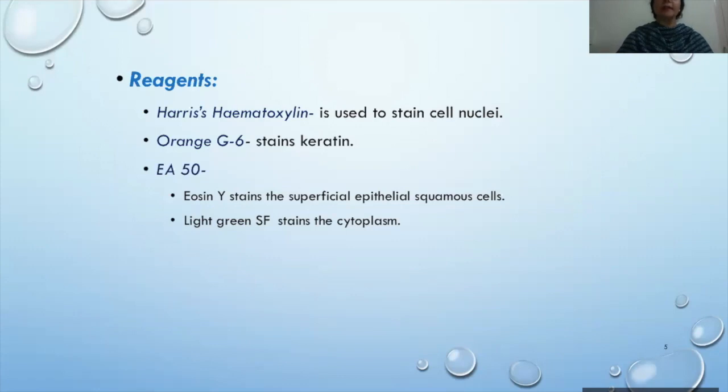The reagents that we mainly use in a rapid pap kit are Harris hematoxylin, orange G6 which stains the keratin, and hematoxylin stains the nucleus, and EA is eosin azure 50 which stains the superficial epithelial squamous cells, and light green SF also stains the cytoplasm.